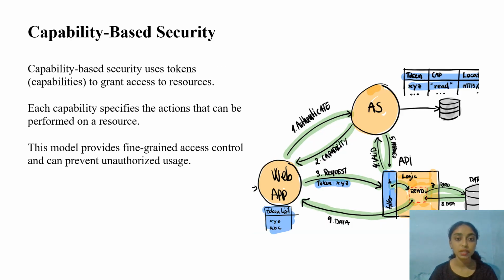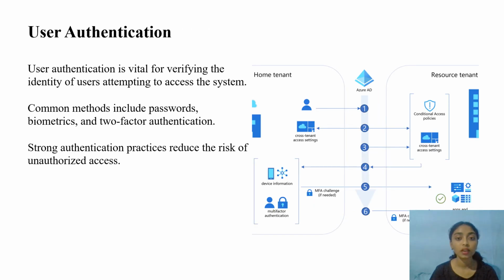Next is the capability-based security. Capability-based security uses tokens to grant access to resources. Each capability specifies the actions that can be performed on the resource. This model provides fine-grained access control and can prevent unauthorized usage. User authentication. User authentication is vital for verifying the identity of the users attempting to access the system. Common methods include passwords, biometrics, and two-factor authentication. Strong authentication practices reduce the risk of unauthorized access.